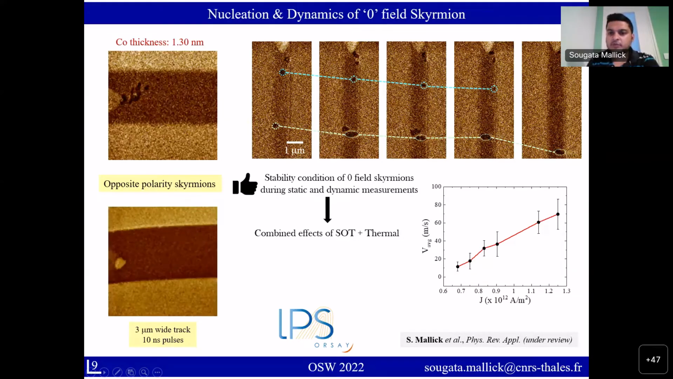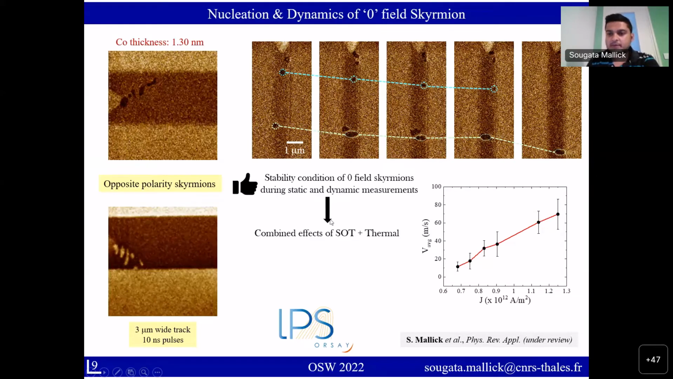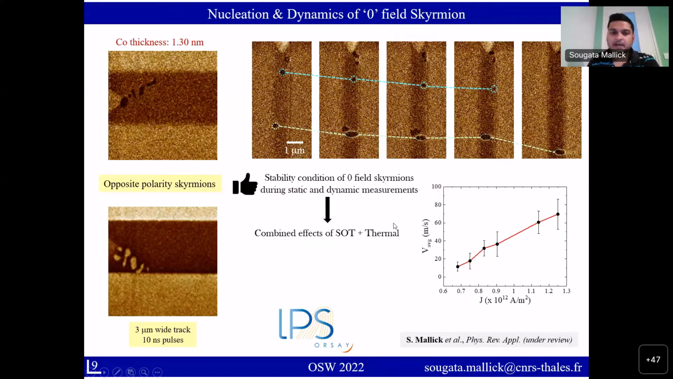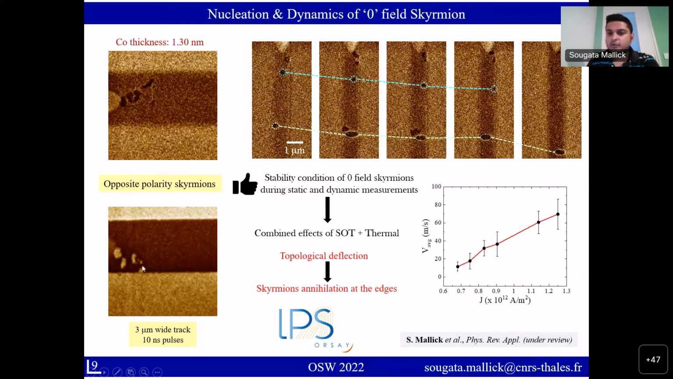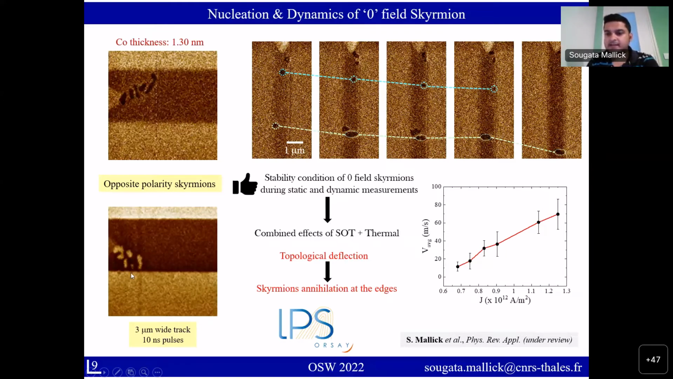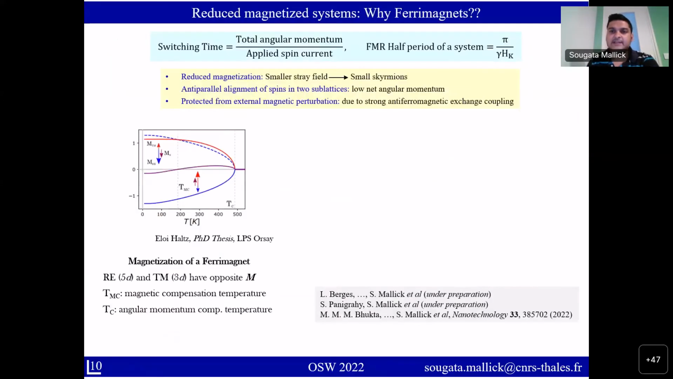So here I show you that we can successfully stabilize skyrmions in the absence of any magnetic field during both static and dynamic measurements. However, you see that they are getting topologically deflected, and when they reach the edge of the nanotrack, they are annihilating. So the solution for this is directly associated with my present postdoc, which is why we need reduced magnetization systems. In a reduced magnetization system, you can have significantly lower switching time because of low angular momentum, and also you can have a low FMR half period time.